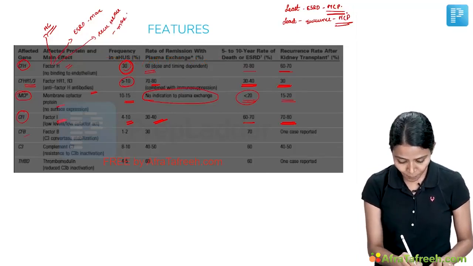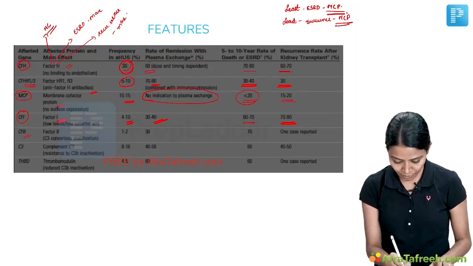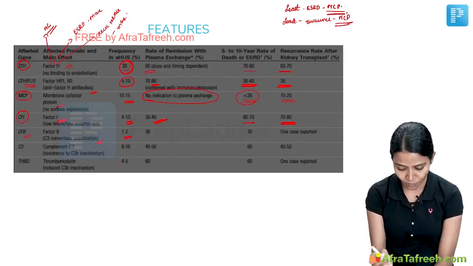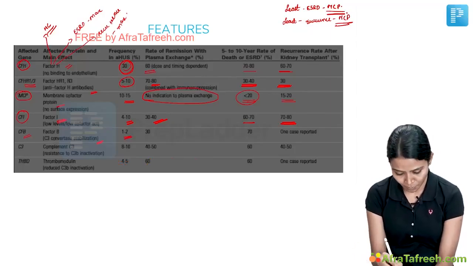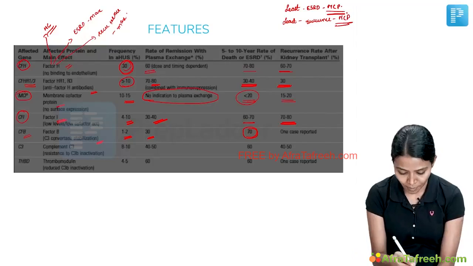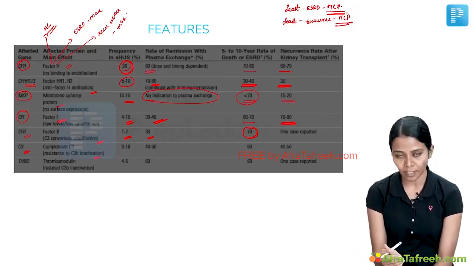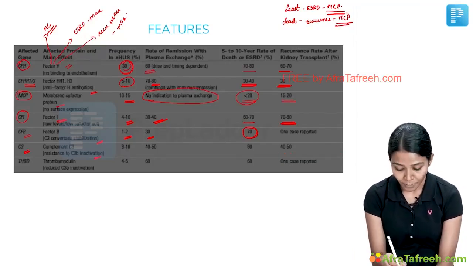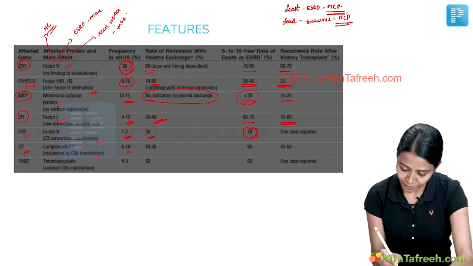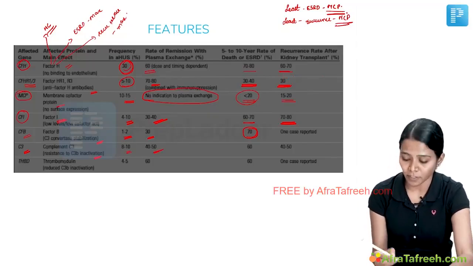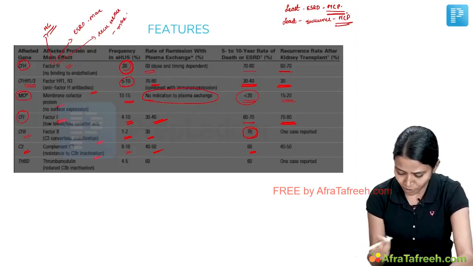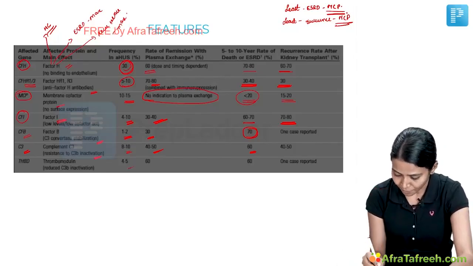Next is complement factor B. C3 convertase stabilization is its function. So, gain of function of this, the mutation is just 1 to 2% frequent. Its rate of remission with plasma exchange is less, that is 30%, and 5 to 10 year rate of ESRD is 70%. Similarly, there might be resistance to C3b inactivation. Its frequency is 8 to 10%, with rate of remission being around 40 to 50% while doing plasmapheresis, and ESRD risk is 60%. Okay, thrombomodulin is another mutation which is very rare with high rate of ESRD.